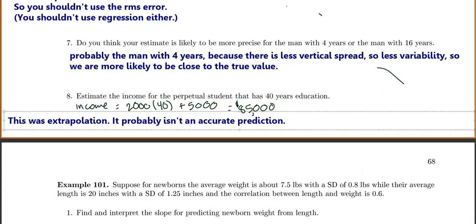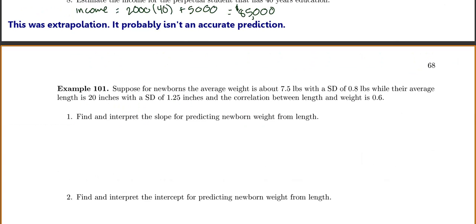For our last problem, suppose for newborns the average weight is about 7.5 pounds with a standard deviation of 0.8, and their average length is 20 inches with a standard deviation of 1.25 inches, and the correlation is 0.6. Number 1, find and interpret the slope for predicting newborn weight from length.